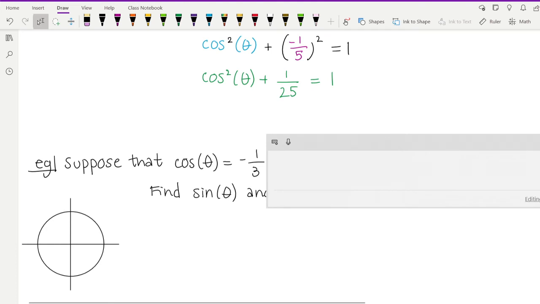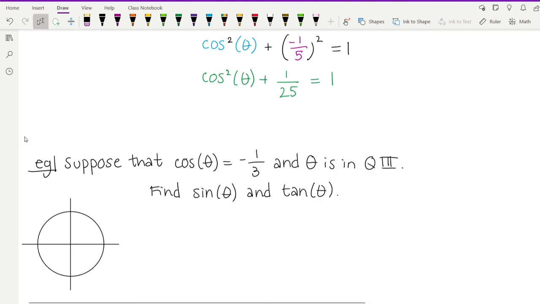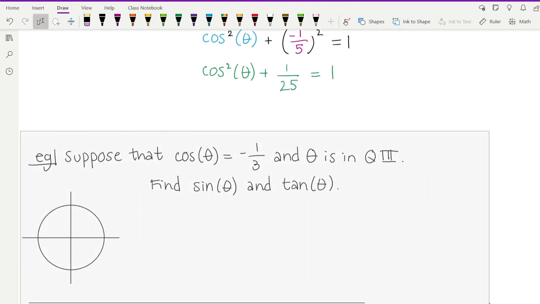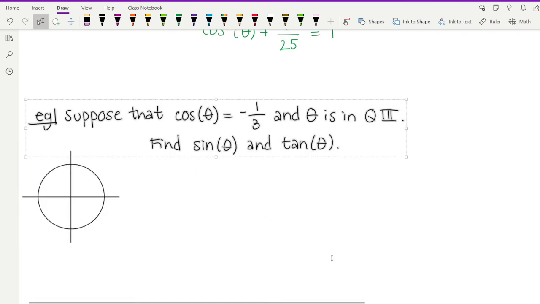So let me just scooch this down a little. I think I underestimated how much space it would take for this. Oops.